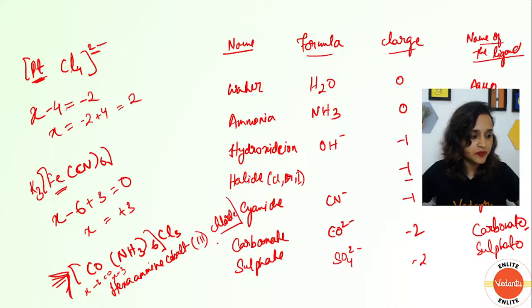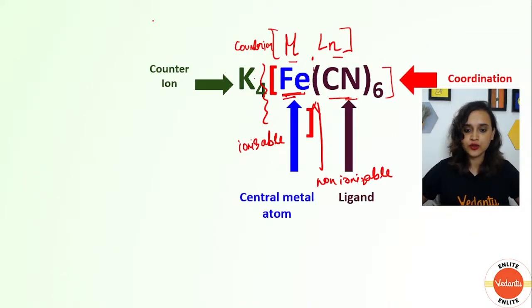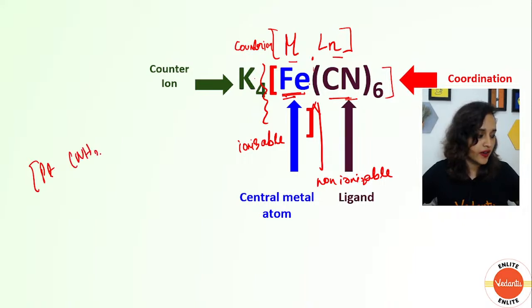All right, do one more. I'll give you another. Write it down. Pt(NH3)6Cl4. Tell me, what is this? Mark, very good.